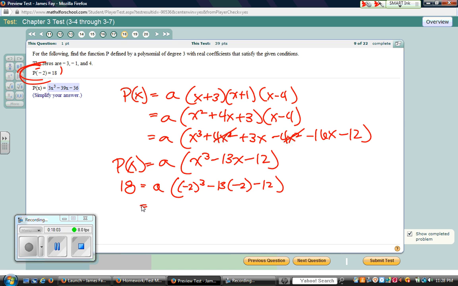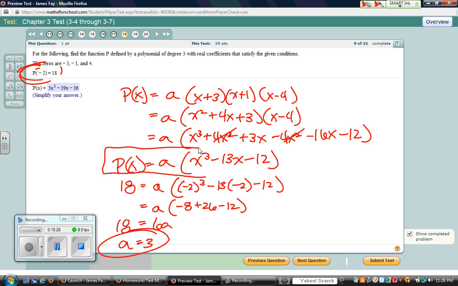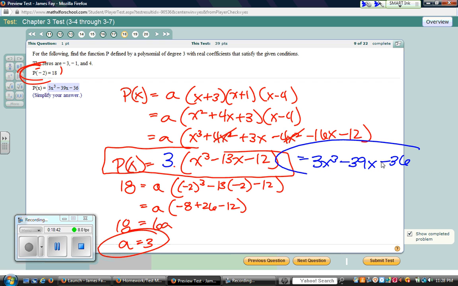So now I'm going to a, that's going to be negative 8 plus 26 minus 12. Negative 20 plus 26 is 6, so 6a is equal to 18, so a must be 3. So if a is 3, I'll come back up to this point here and plug 3 in for a. Now when I multiply that 3 through, it's 3x cubed minus 39x minus 36. And there's my polynomial.